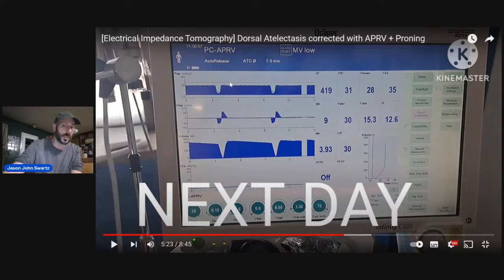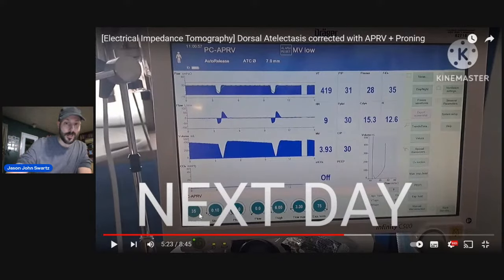This here is probably a 13-to-1 inverse ratio. We're spending 13 times more on the inspiration, on that P high level, than on the low. So it's very important to wean, and as you decrease your P high, if you extend your T high, that's a way of weaning down and still maintaining the mean pressure.